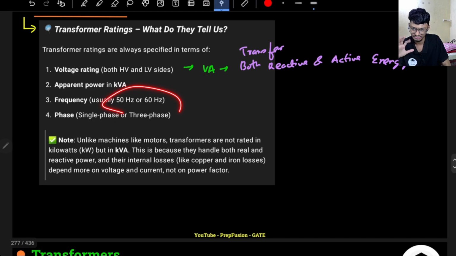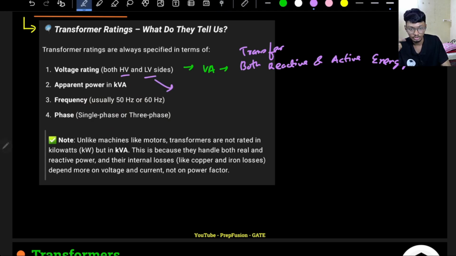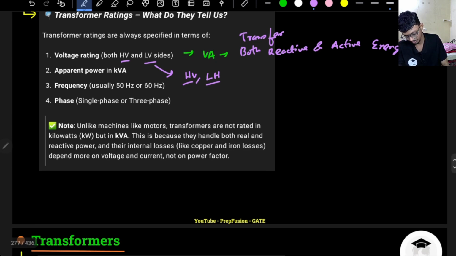Frequency is usually 50 to 60 Hz, and there are two types of transformer depending on the phase: single phase or three phase. Three phase we will study later on. Currently whatever we have studied is for single phase transformer. Generally the windings are not called primary and secondary, they are called LV and HV to better understand the windings, because primary and secondary do not give us any information. HV winding will have a higher number of turns, LV winding will have a lower number of turns. I hope you have understood this basic point.